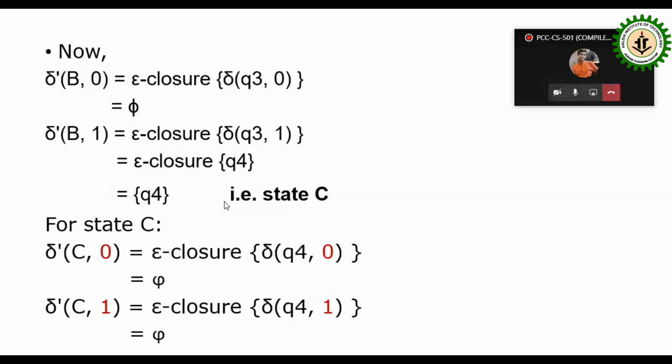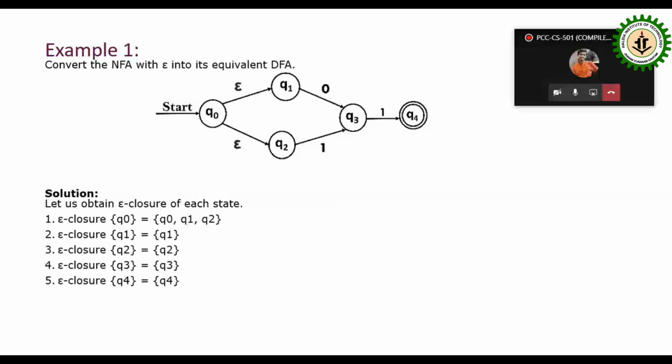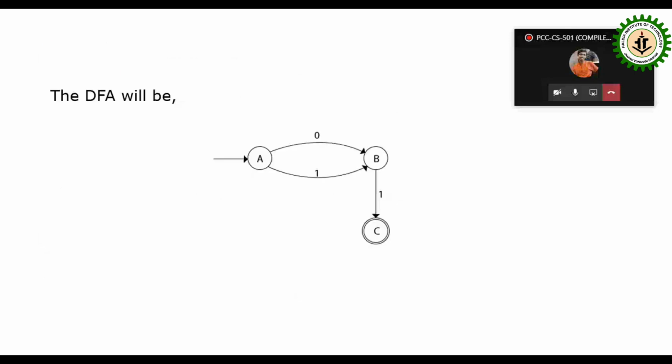For state C, for 0 input and 1 input, we are reaching phi, because after reaching Q4, no input is given. Phi means the empty state. Now, what will be the DFA? A goes to B for 0 and 1 input. From B, for 1 input, you are reaching C. Now, from C, no new state comes, so that is the end of that procedure.